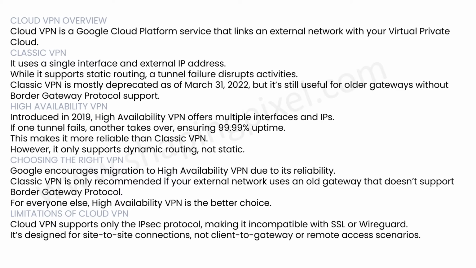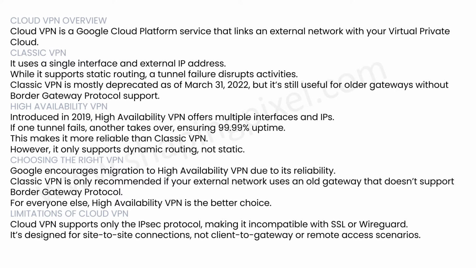High availability VPN, introduced in 2019, offers multiple interfaces and IPs. If one tunnel fails, another takes over and ensures 99.99% uptime. This makes it more reliable than classic VPN. However, it only supports dynamic routing, not static.